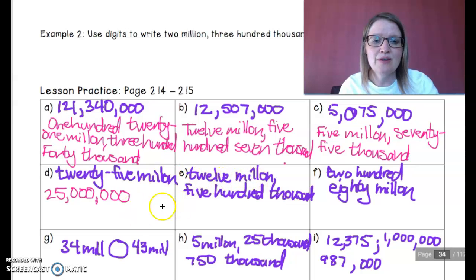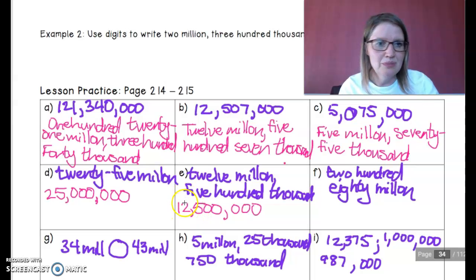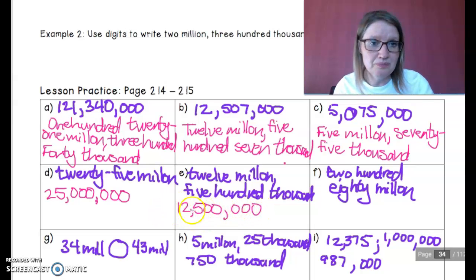Here, 12,500,000. 12, 500. Those are our thousands. And then we add 3 more. And if you count this, look, 1, 2, 3, 4, 5, 6. So we know that when you get into the millions, it's the 7th place value, 7th, 8th, and 9th place value on your number.